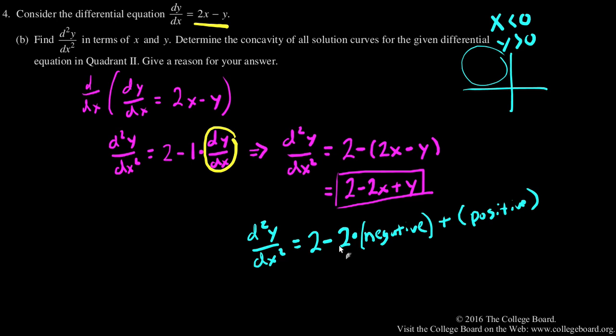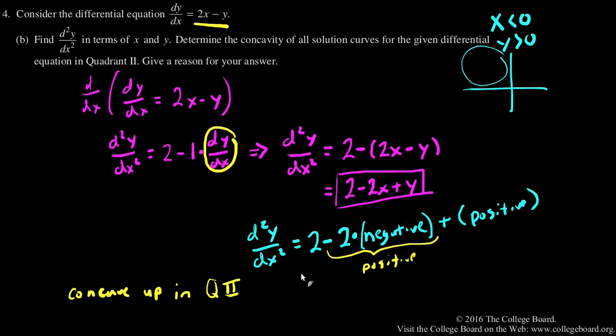And this basically means negative 2 times a negative is going to be positive. This is going to be positive, this is going to be positive. We know that it will be concave up. Let me write this down, concave up in quadrant 2.